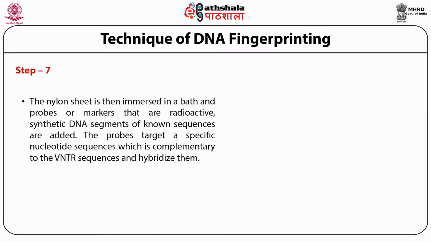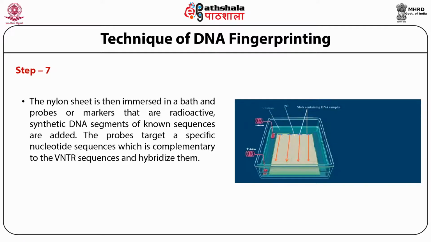Next, the nylon sheet is then immersed in a bath, and probes or markers that are radioactive synthetic DNA segments of known sequences are added to these. The probes target specific nucleotide sequences which are complementary to variable number of tandem repeat sequences and hybridize with them. The image is showing you the process of agarose gel electrophoresis showing the movements of DNA.